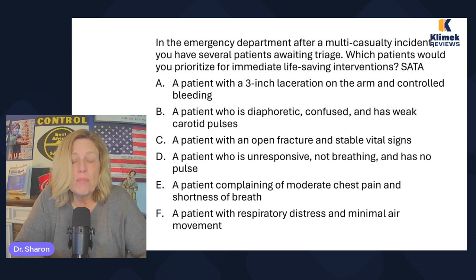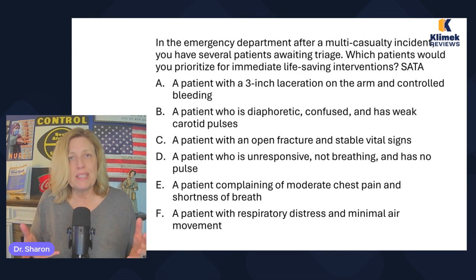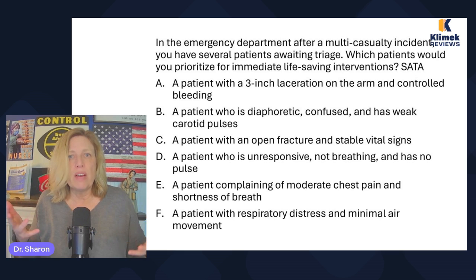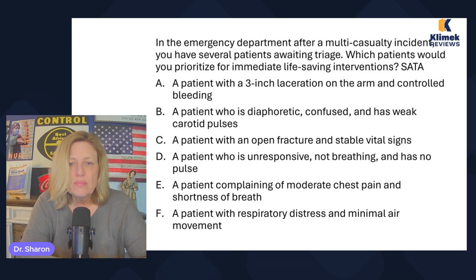This is a multi-casualty incident, and so not only are you looking for unstable patients, but you want to look for the ones that can be saved. In a multi-casualty incident, you're going to spend time on the people who have a high probability of surviving. A patient with a 3-inch laceration on the arm and controlled bleeding, that patient is stable. So they're not my priority. It's not that we're not going to treat them. They're not my priority because they're stable.